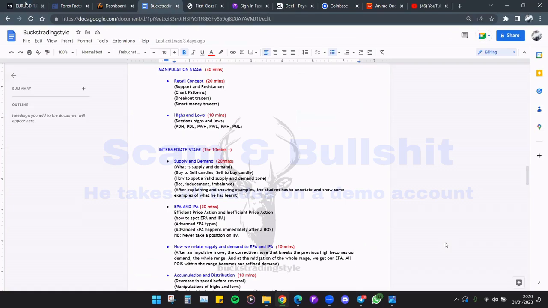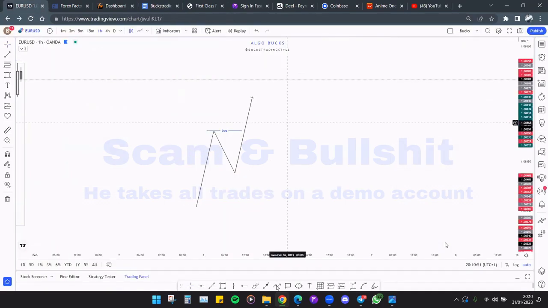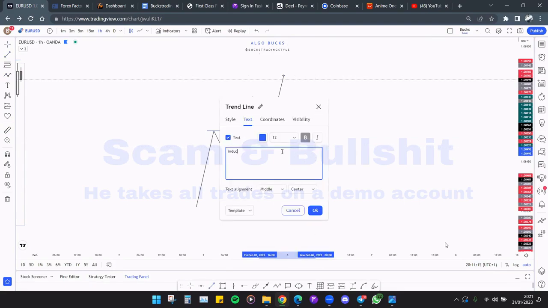we want to see inducement. And what is inducement? Inducement is liquidity. So for a valid supply and demand zone, we want to see liquidity before the zone. Okay. We want to see liquidity before the zone. And when we mean liquidity, we want to see this, right? Then there is a break of structure right here. So this right here becomes liquidity. We call it inducement. This becomes inducement.